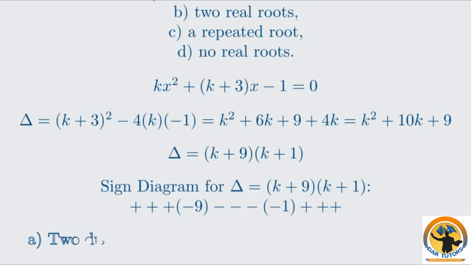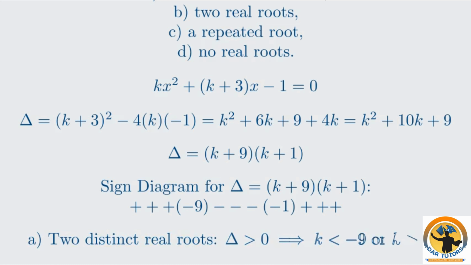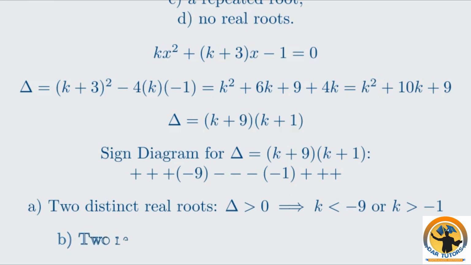A. For two distinct real roots, delta must be positive. So k is less than negative 9, or k is greater than negative 1. B. For two real roots, delta must be greater than or equal to 0. So k is less than or equal to negative 9, or k is greater than or equal to negative 1.